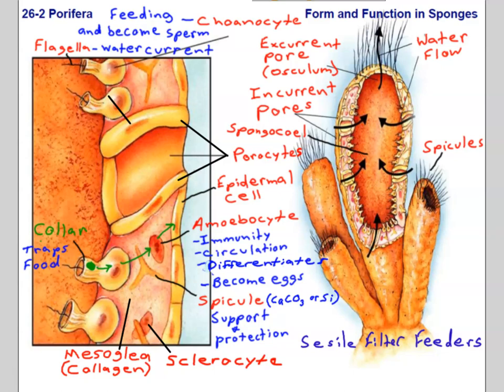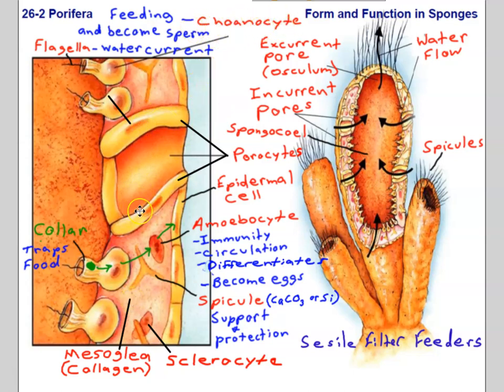Sponges are the simplest kind of animals, and they're so simple that they're hardly more than a colony. But they are considered multicellular because they are made up of a number of different specialized cell types. That's what we're going to look at now. If we zoom in on the body wall here, we see a number of different cell types, and one of the most important ones are the choanocytes.